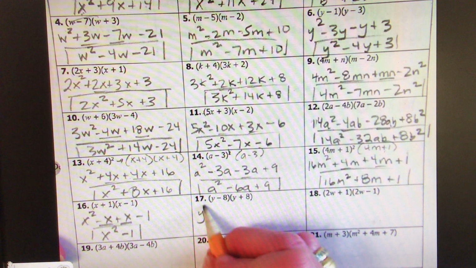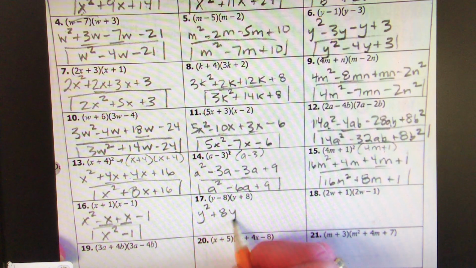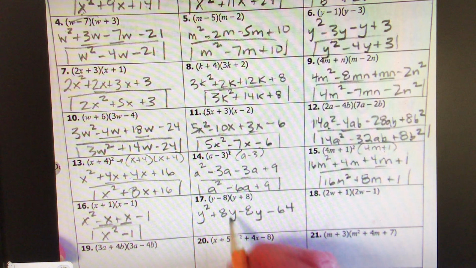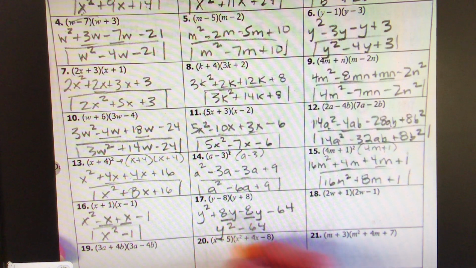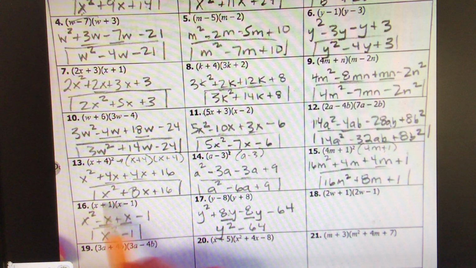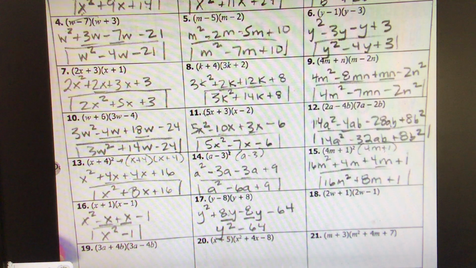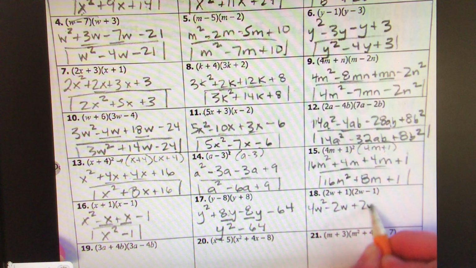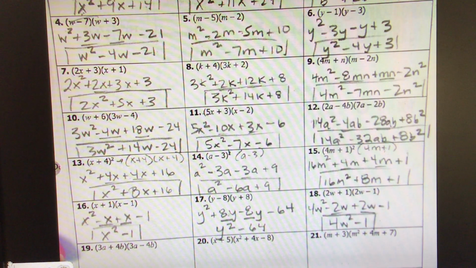17. Y squared plus 8y minus 8y minus 64. Oh, interesting. Something super interesting I'm starting to realize. Y squared minus 64. But these are canceling each other out. And what do you notice about these terms? They have something in common. Think about that. 18, 4w squared minus 2w plus 2w minus 1. There's another one. These are going to cancel each other out. I love when they cancel each other out. It's less work you have to do.